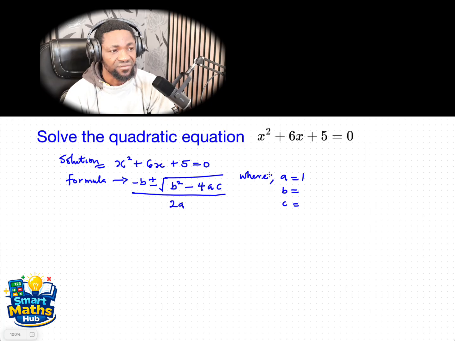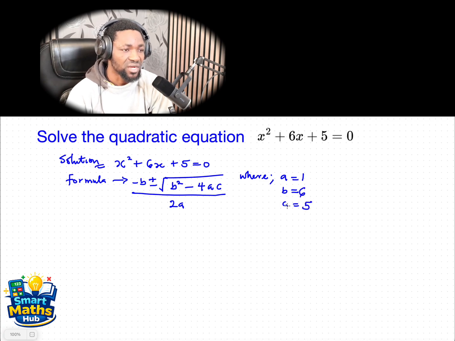If it were 2x raised to power 2, your a should be 2. But here we have 1, you represent it with 1. What's the value of b? It is 6. What's the value of c? It is 5.